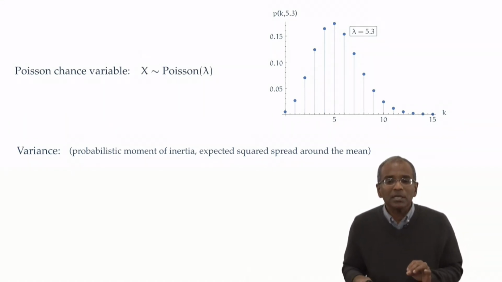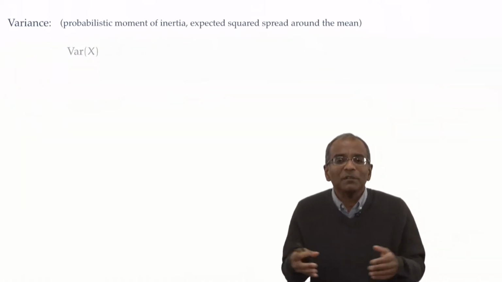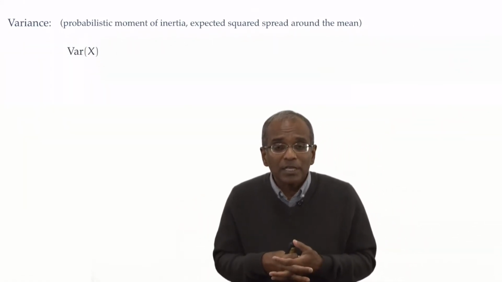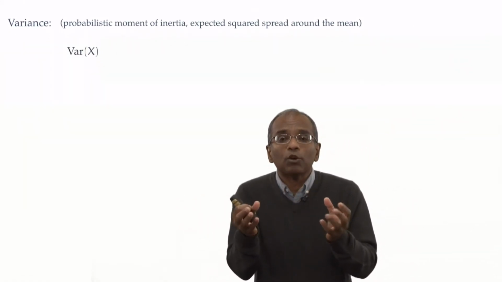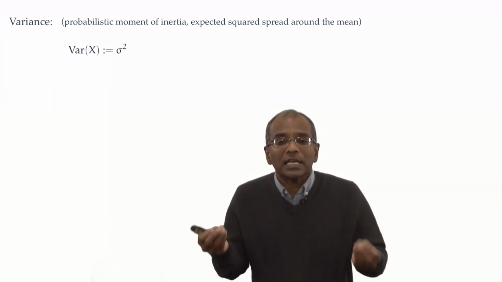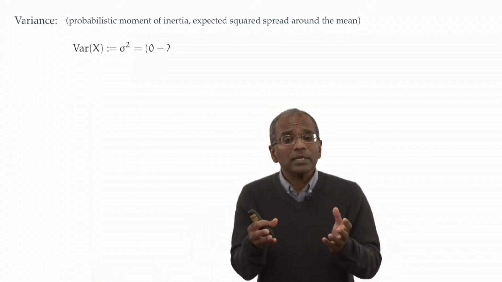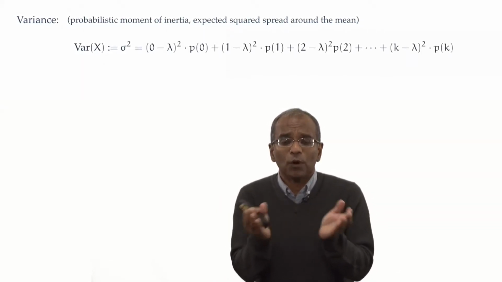Mathematically, the variance is always denoted VAR of the chance variable. VAR, of course, stands for variance. It is almost invariably compacted in notation by using the square of the lowercase Greek letter sigma, and we call the variance sigma squared. And it's defined, just as in the case of the binomial, as follows.